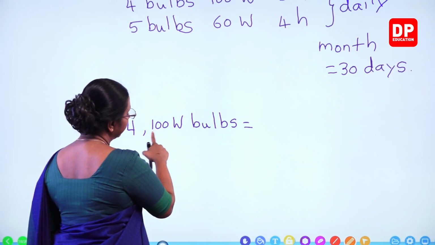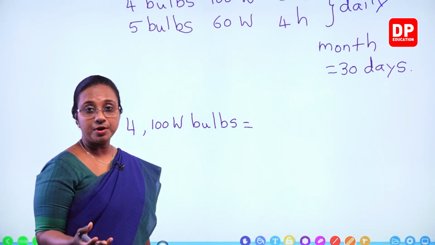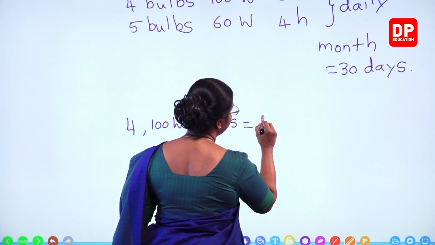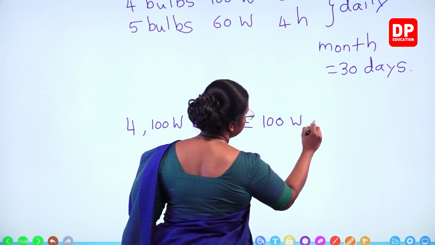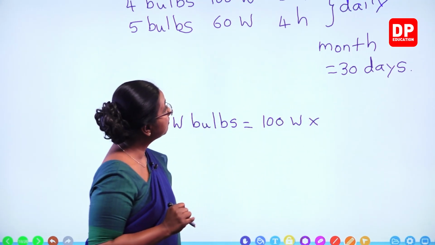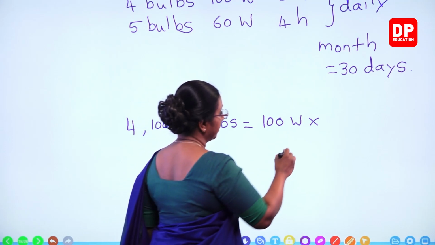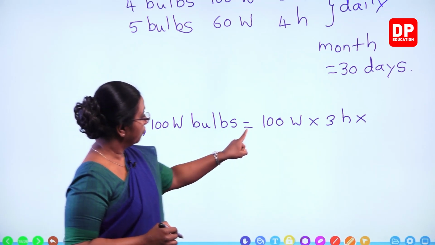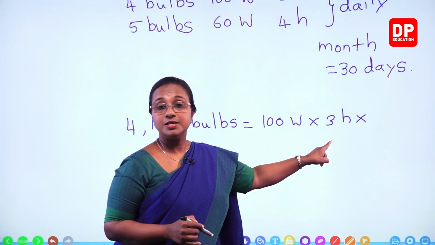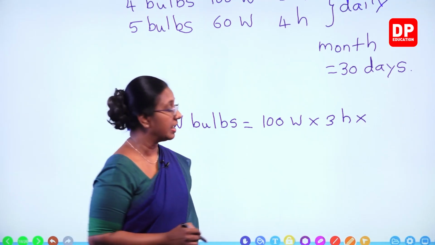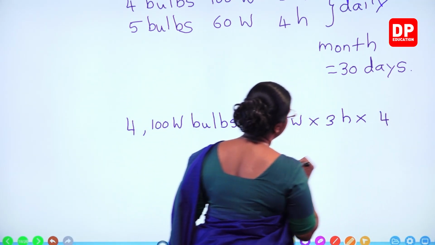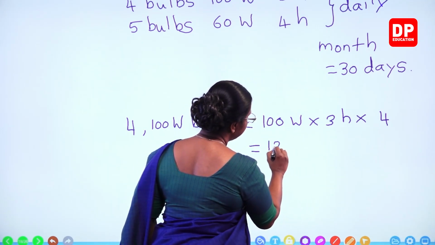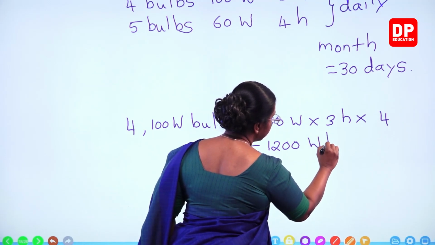What do we need to do? We need to multiply the power by the number of hours and the number of bulbs. So here power is 100 watts. The number of hours it is used is 3 hours per day. And there are 4 such bulbs. One bulb 100 watt, 3 hours per day. Like that there are 4 bulbs. So we need to multiply that by 4. So you will get the answer as 3 into 4, 12, 12 into 100, 1200 watt hours.